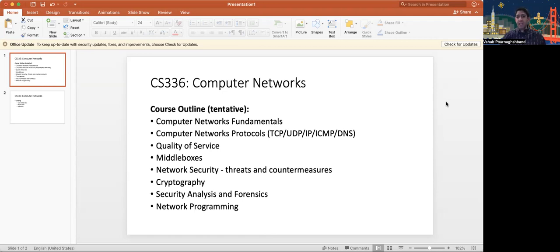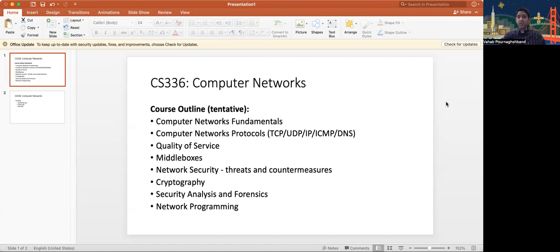This course is designed for junior or senior undergraduate students in the CS major, and it is considered one of the systems courses in our curriculum. So what is actually covered in this course? Generally, we are going to talk about how two remote computers talk to each other. This is pretty much what the field of networks is about.